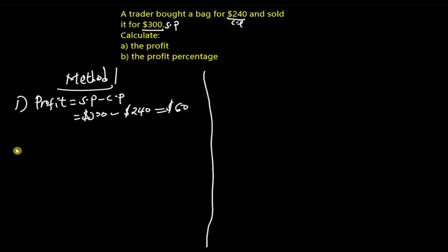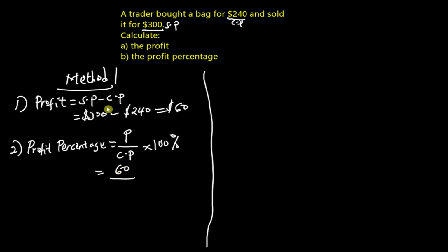And then the B, we have to solve for the profit percentage. And the formula for the profit percentage is the profit percentage is the profit over the cost price times 100%. Now the profit, we had 60, so 60 over cost price is also 240, over 240 times 100.